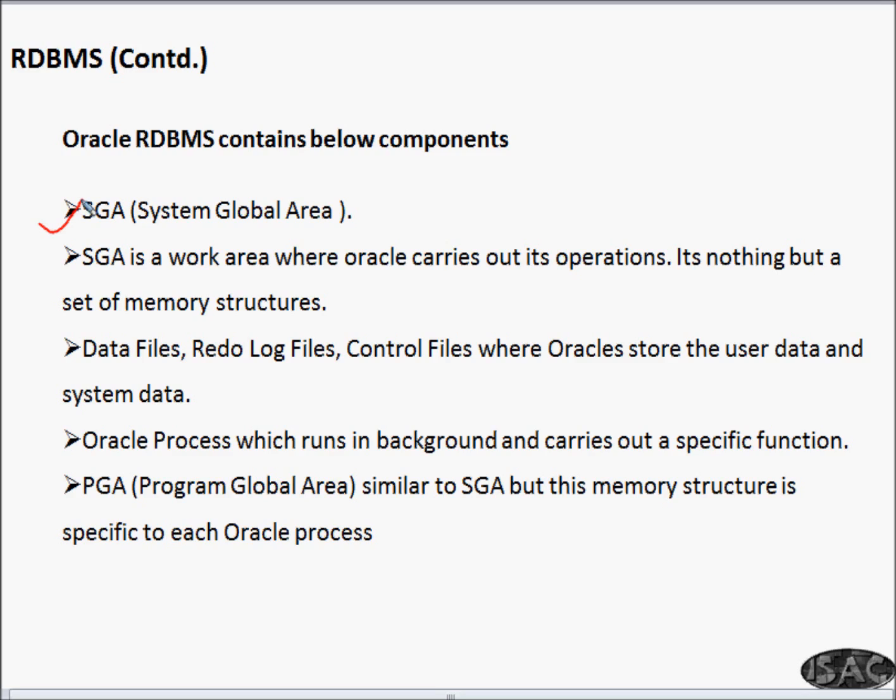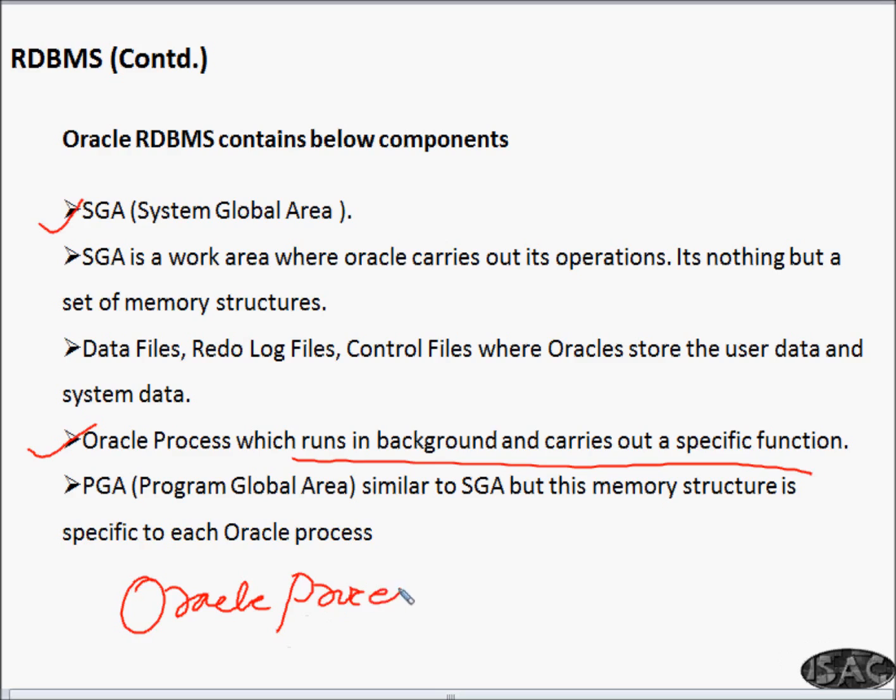Apart from that, we have several background processes which are running, and we call them Oracle processes. The Oracle process runs in the background and carries out specific functions. So Oracle process plus SGA is also known as an Oracle instance.